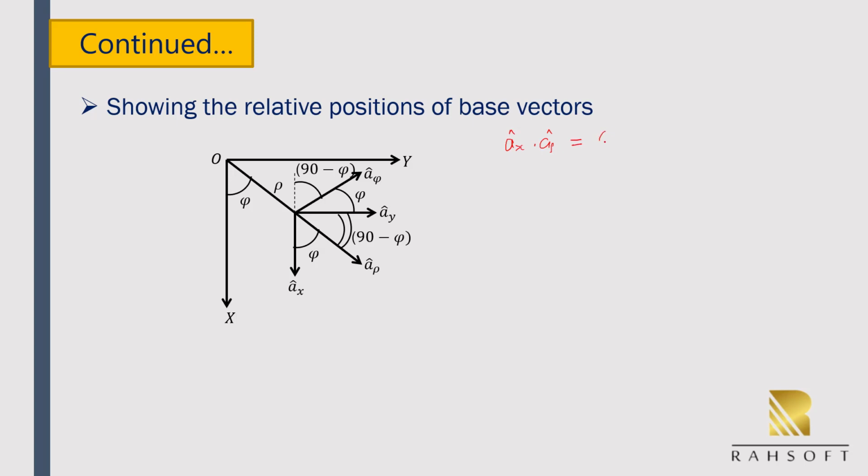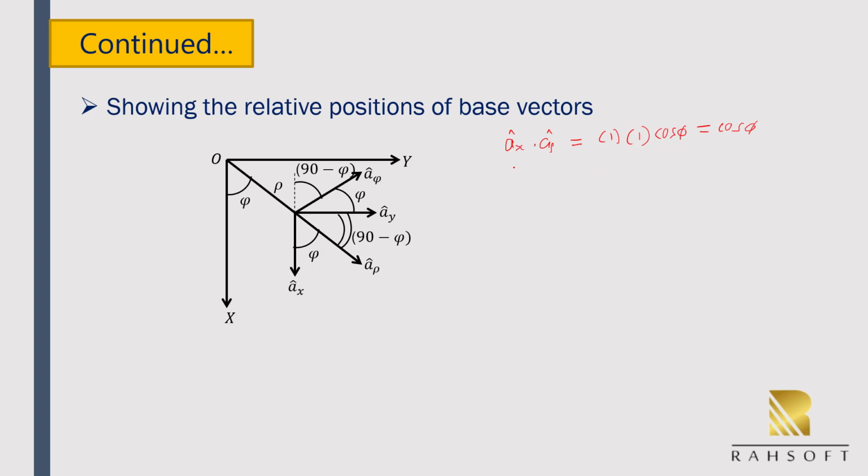is equal to 1 times 1 times cos phi, which is equal to cos phi, because here we are just taking the dot product of unit vector ax and a rho, which is equal to cos phi, because this is the cosine of the angle. So we are getting cos phi here.